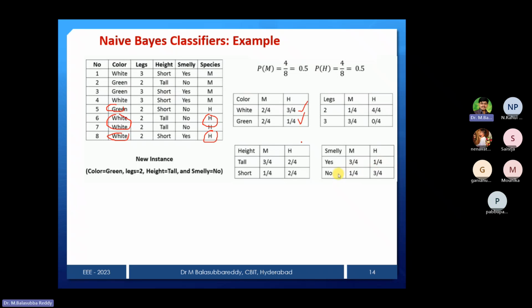Like that, we can easily fill the table. The first feature is taken as color. Then the next feature is legs.